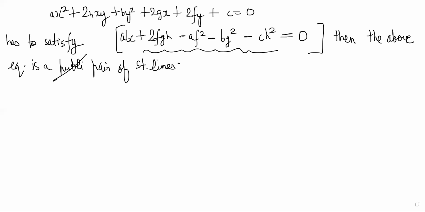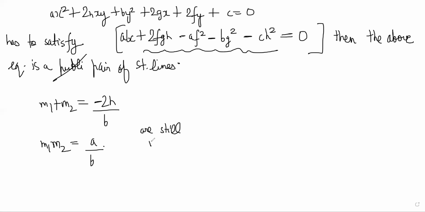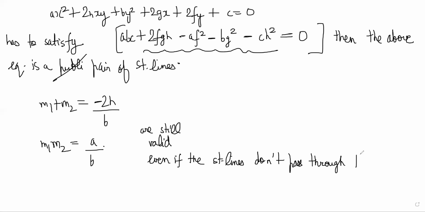Then you will notice that the old equations, m1 plus m2 is equal to minus 2h by b and m1 m2 is equal to a by b, are still valid, even if the straight lines do not pass through the origin. Why is it still valid?